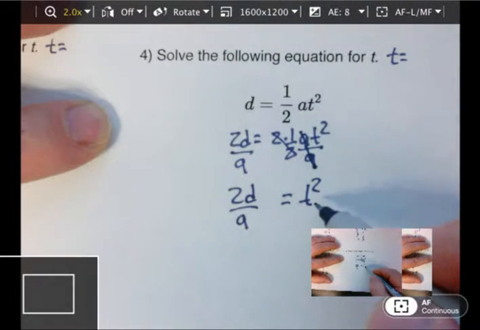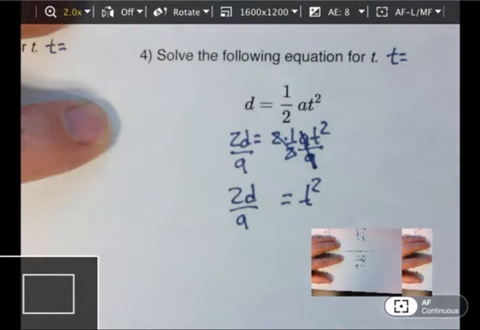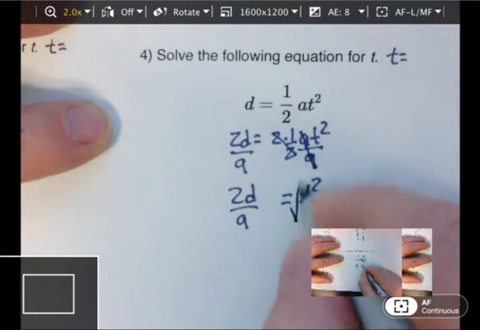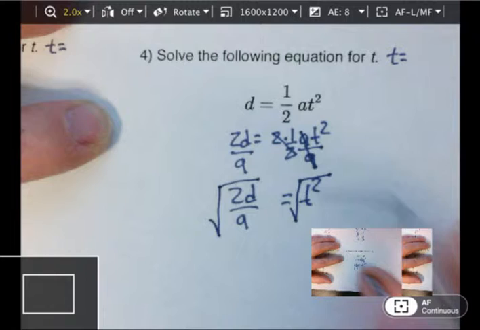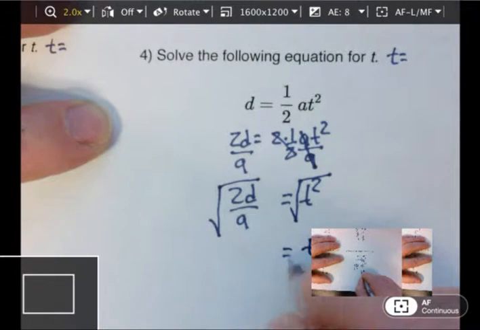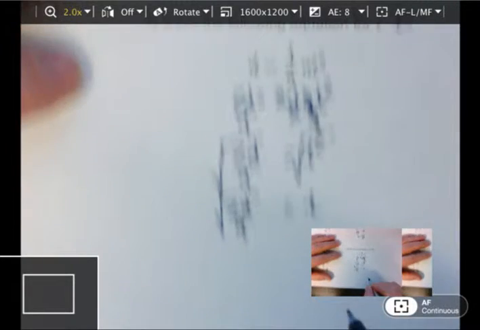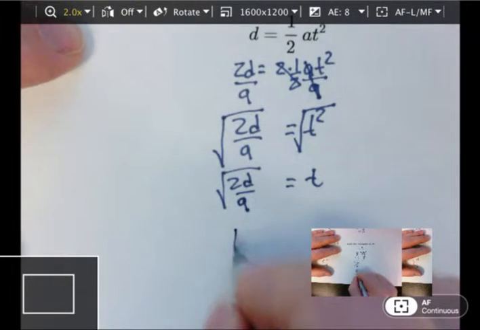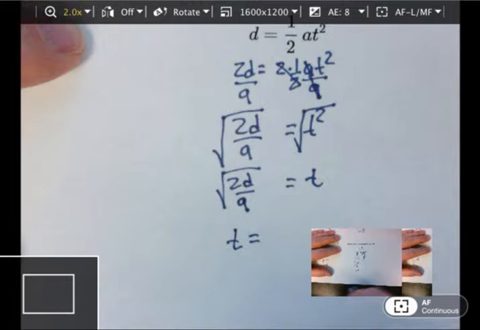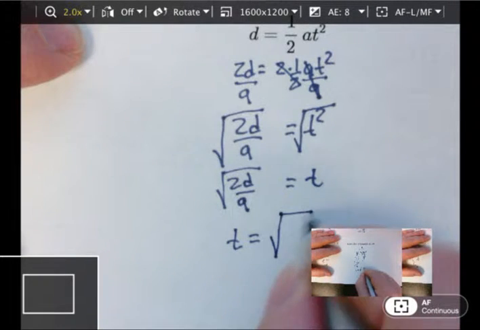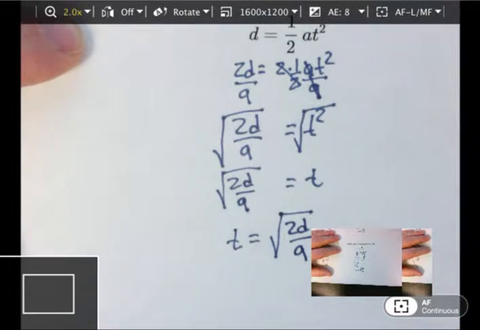Well, the t is not by itself. It's really t times t. So the way we solve that is to take the square root of both sides. So now we are left with t equals the square root of 2d over a. And for best form, we put the solved variable on the left-hand side. T equals the square root of 2d over a.